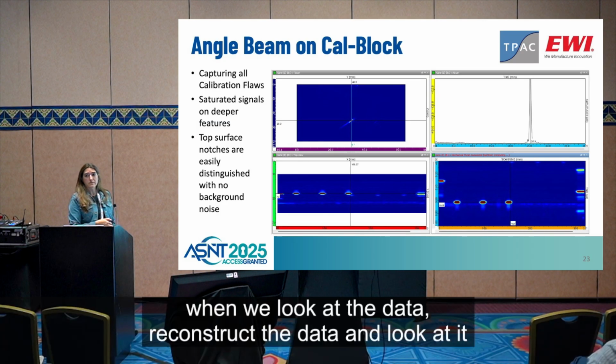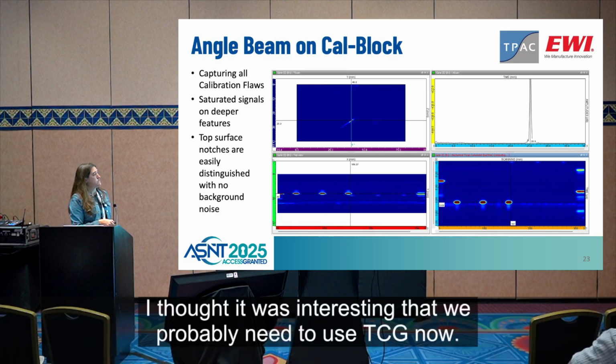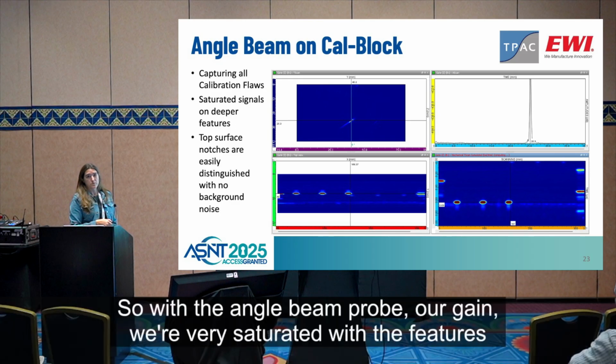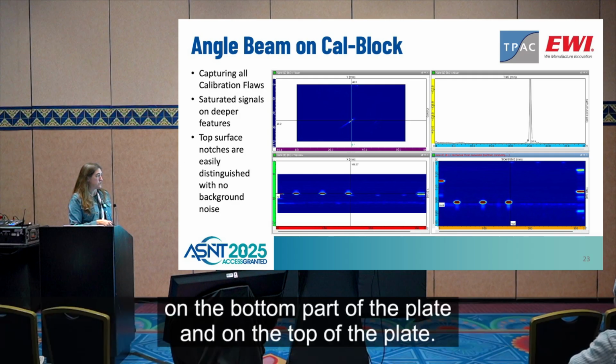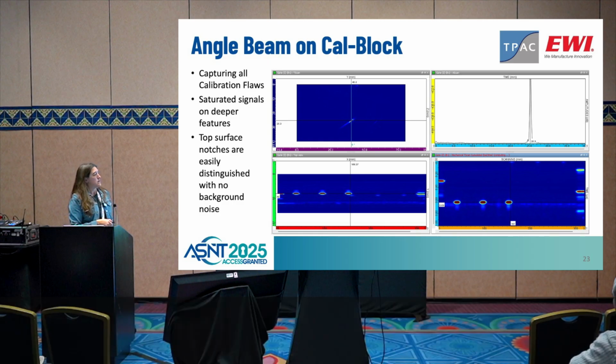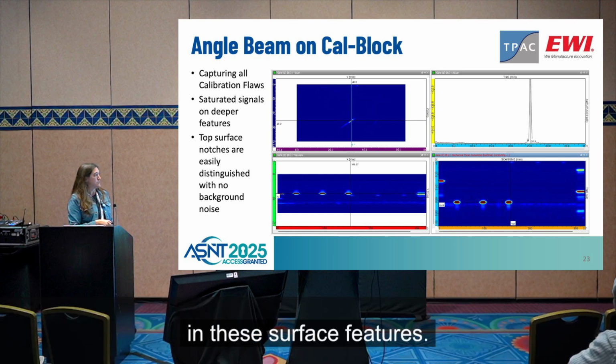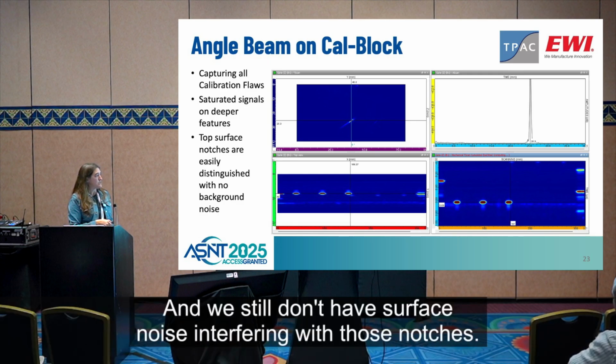When we reconstruct the data and look at it in CIVA with the angle beam transducer, I thought it was interesting that we probably need to use TCG now. So with the angle beam probe, we're very saturated with the features on the bottom part of the plate. And on the top of the plate, you can see our surface notches aren't coming in very good, but we can still see them. And I've got the gain really turned up quite a bit to pull in these surface features. You can see how I'm saturated here. And we still don't have surface noise interfering with those notches.